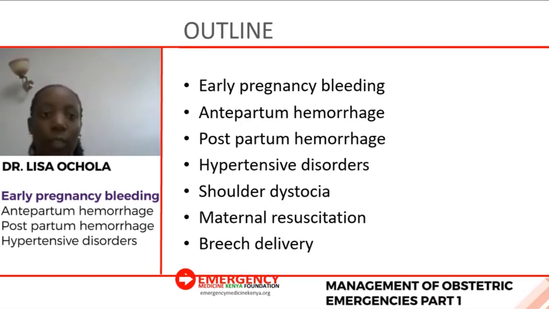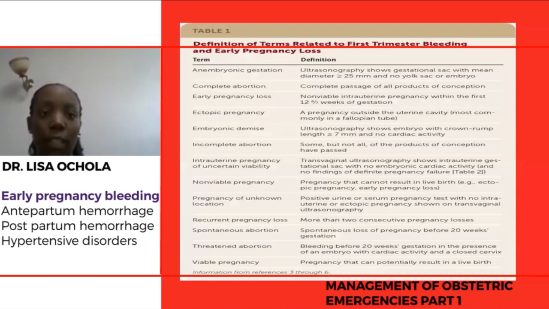So starting with early pregnancy bleeding, we're going to look at a definition of terms which is related to early pregnancy bleeding. So we have this anembryonic gestation, which is also known as a blighted ovum, where the ultrasound will show that there's a gestational sac. The mean sac diameter is more than 25 millimeters, but there's no yolk sac seen or there's no embryo. So that's what people call a blighted ovum. And then there's a complete miscarriage. Now we use the word miscarriage instead of abortion, where there's complete passage of all the products of conception.